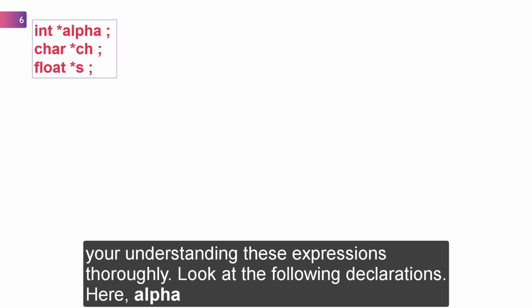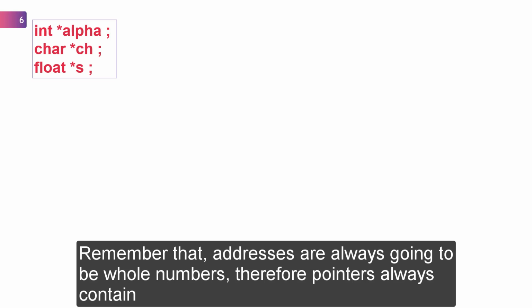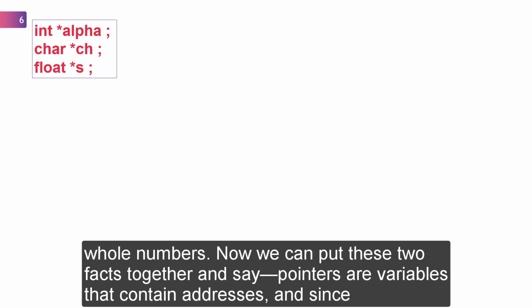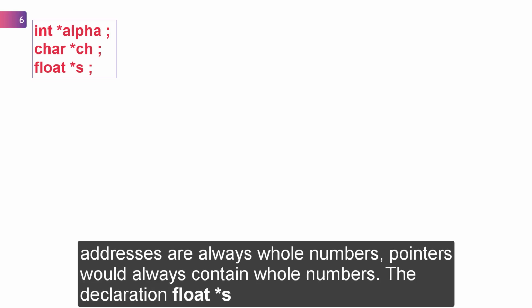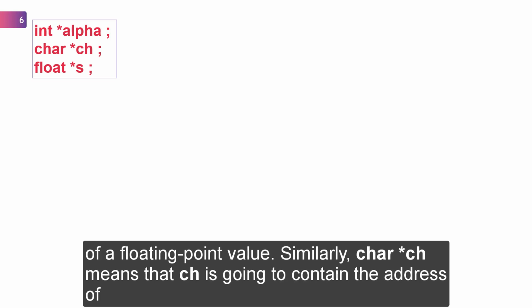Look at the following declarations. Here, alpha, ch, and s are declared as pointer variables, that is, variables capable of holding addresses. Remember that addresses, that is location numbers, are always going to be whole numbers. Therefore, pointers always contain whole numbers. Now we can put these two facts together and say: pointers are variables that contain addresses, and since addresses are always whole numbers, pointers would always contain whole numbers. The declaration float *s does not mean that s is going to contain a floating point value. What it means is that s is going to contain the address of a floating point value.